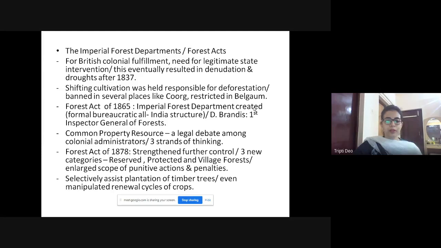Let's move forward to what were these forest acts. The Imperial Forest Department Forest Acts. So for British colonial fulfillment, again I'm going back to how the Britishers wanted to fulfill their colonial needs. Now colonial needs is the economic needs, the commercial needs that needs to be fulfilled, and there was the need for legitimate state intervention. And this eventually resulted in denudation and droughts after 1837.